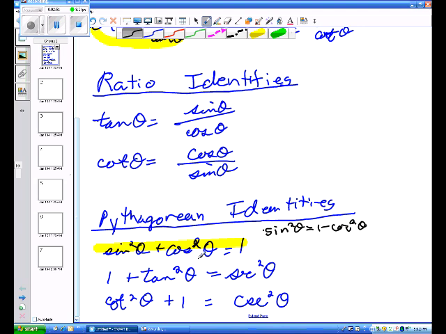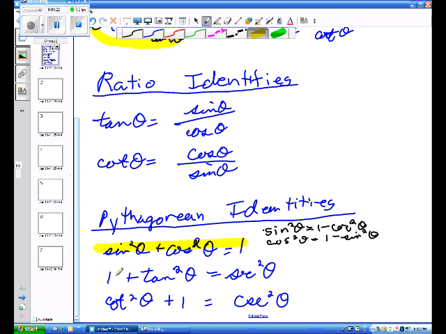Or if you needed to know what cosine was, well, you can subtract sine squared, so that you would also know then that cosine squared theta is equal to 1 minus sine squared. So I don't know that it's necessary to remember these, because you can get to them very quickly from these. So again, I would say that you memorize the main ones.